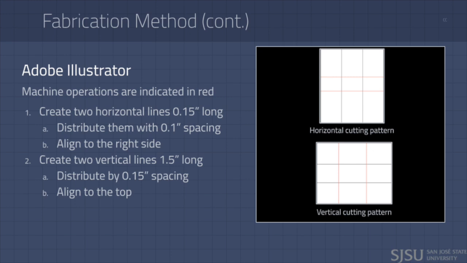So indicated in red are the cut lines that we will be making in our samples, and they are created with 2 horizontal lines, 0.15 inches long, distributed along 0.1 inches spacing, and they are aligned to the right side. For the vertical line cuts, which separate all the pieces, it's a 1.5 inch long cut distributed by 0.15 spacing, aligned to the top.